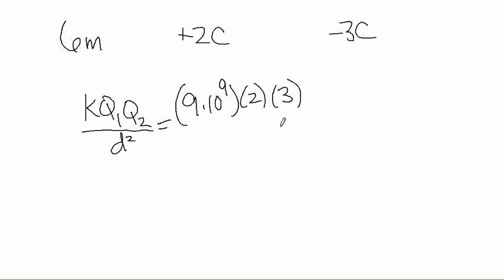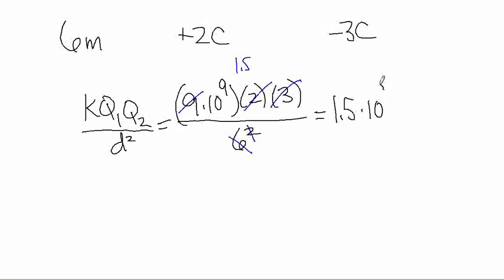Now remember that I'm not concerning myself with the sign of the answer, so I'm going to ignore the negative sign on the second charge amount. Divided by 6 squared. You can put that into your calculator, or you can just play with it. 2 times 3 cancels one of the 6's downstairs. So then you have a 9 over 6. 9 over 6 is 3 over 2, 1.5. So the answer is 1.5 times 10 to the 9 newtons.